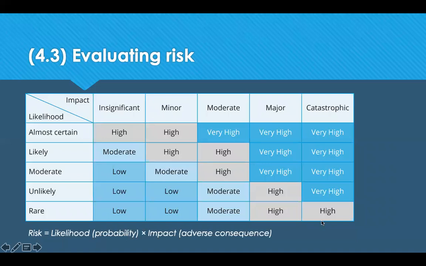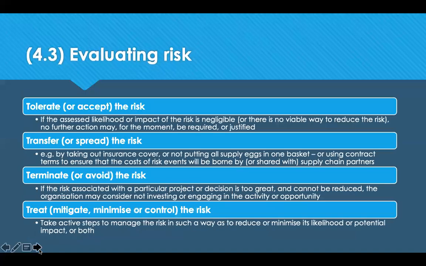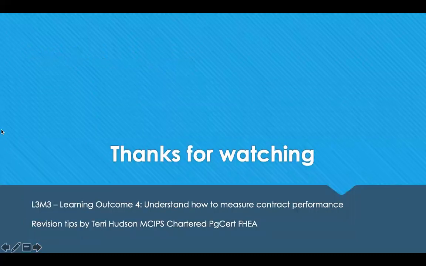And then across the middle where you've got these moderate and high ones, again, you might want to treat them by minimizing or controlling or transferring the risk. So it could be something like having backup suppliers or negotiating contracts in your local currency or taking out insurance. That's another way to transfer the risk. So just to recap, that's the 4 T's to mitigate the risk. And that's the end of Learning Outcome 4. Thank you for watching.